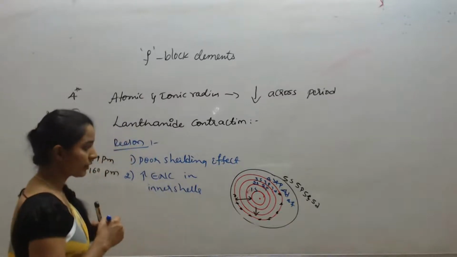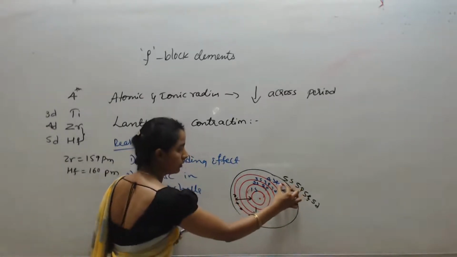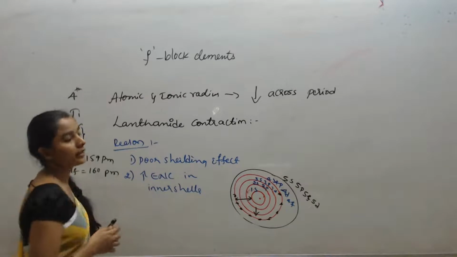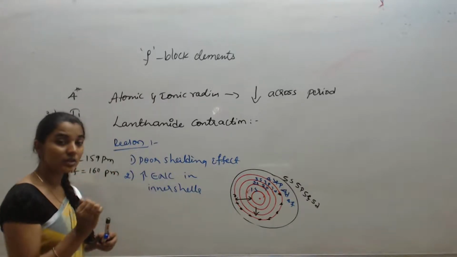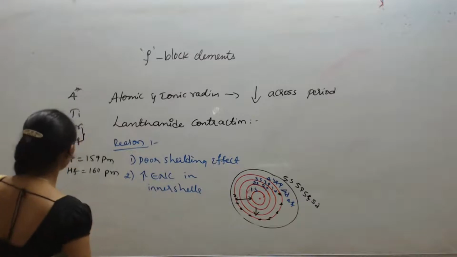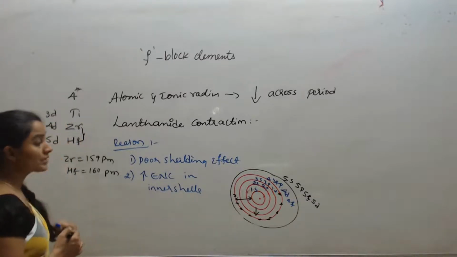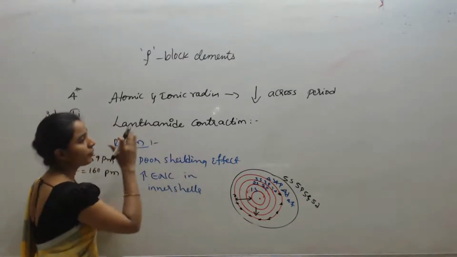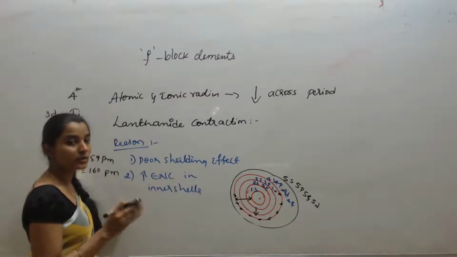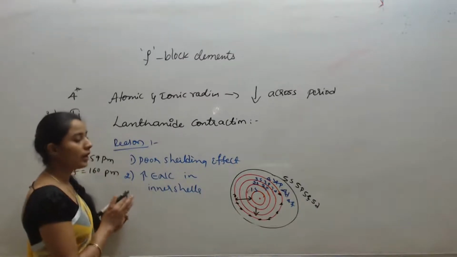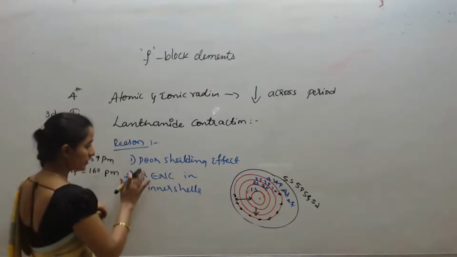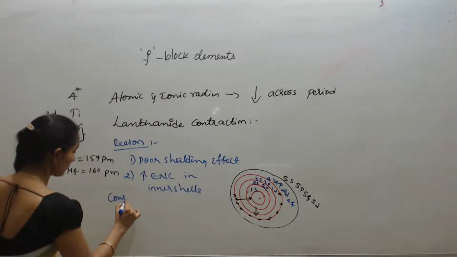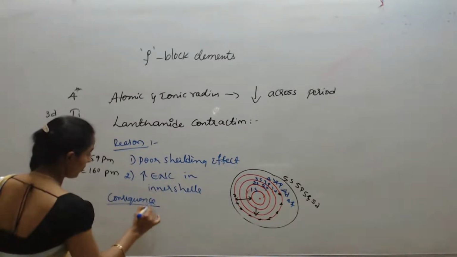Due to the increase in effective nuclear charge with this shell and the very little repulsion between these two, that is poor shielding effect, it results in what? Lanthanide contraction. Contraction means shrinkage. So due to that, what happens? Zirconium and osmium show similar size. This is the consequence. Due to the lanthanide contraction, the 4d and 5d series elements show the same type of atomic and ionic size. This is the reason for lanthanide contraction. Consequence means how it affects.